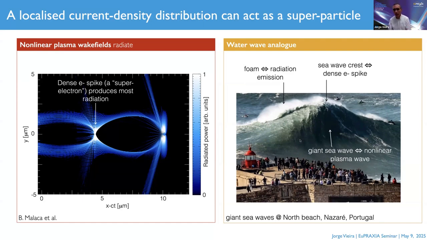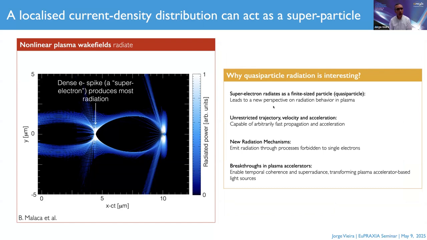This is more or less analogous, if you like, to this giant sea wave, which plays the role of a nonlinear plasma wave. Then we have the crest of the sea wave, which would play the role of this dense electron spike, this super electron. And then we have all this foam, which would be the radiation being emitted by this nonlinear plasma wave. But now we are going to think about this super electron as a finite-sized particle. You can actually show theoretically that this super electron, this dense electron spike, radiates as a finite-sized particle, which we can also call a quasi-particle.